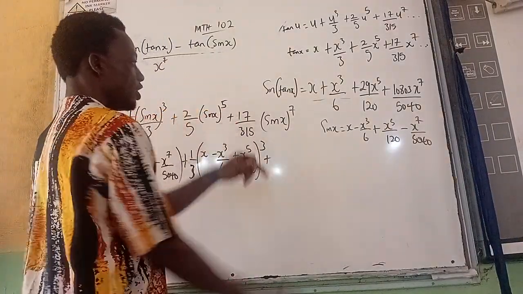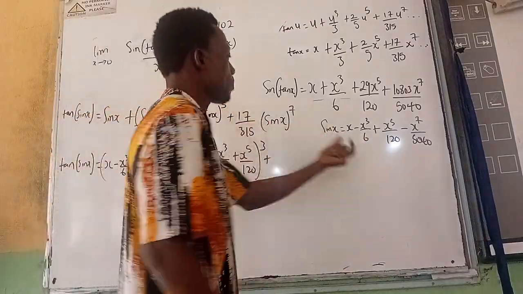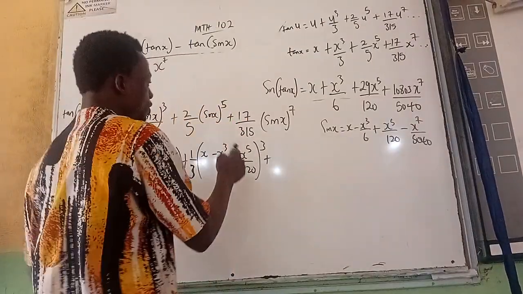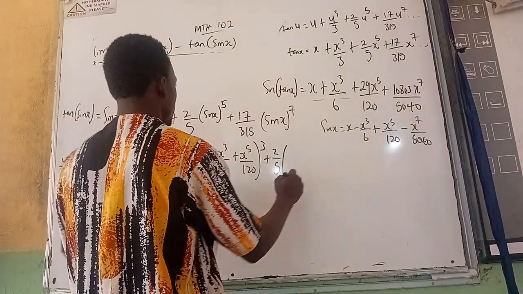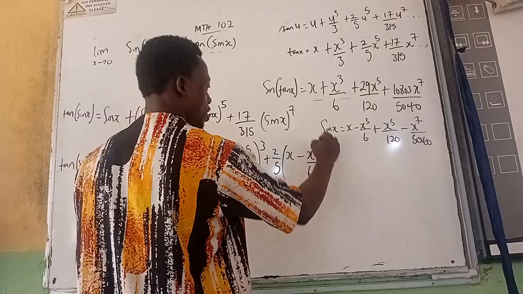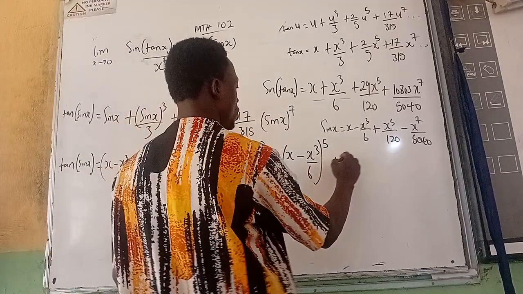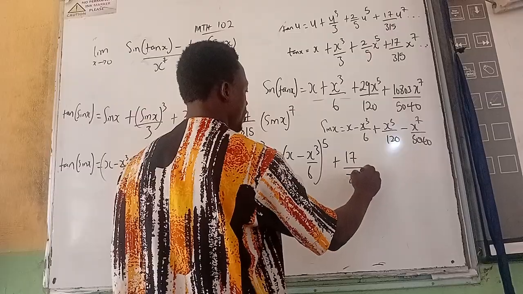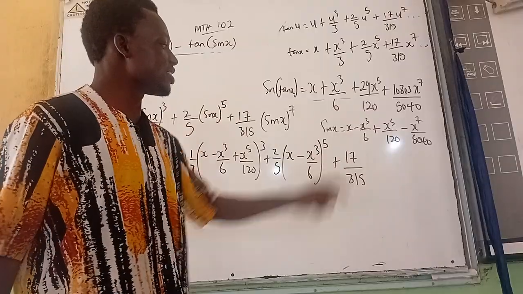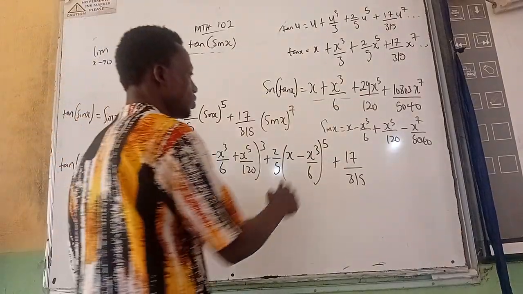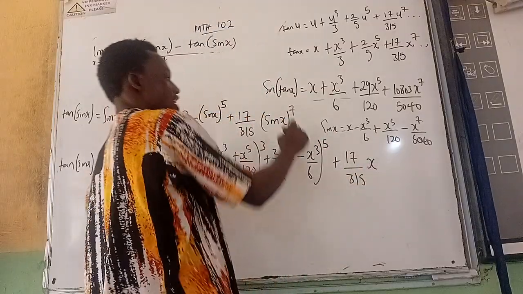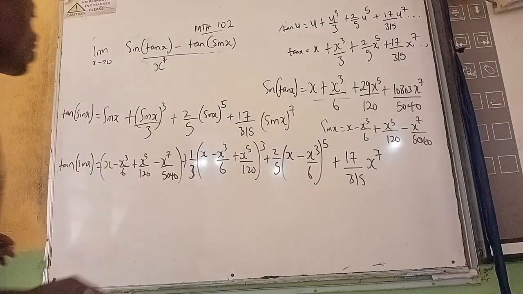Plus what? I only need 2 here because by taking the fifth power of 2 times, I'm going to get x^7. Do we get that? So I only need 2 over 5 sine x, which is x minus x cube over 6, all raised to the fifth power, plus 17 over 315 sine x raised to the power 7. I only need the first term here, just the first term alone. So my sine x can be equal to x alone since I already have power of 7. It's just for the sake of 7.